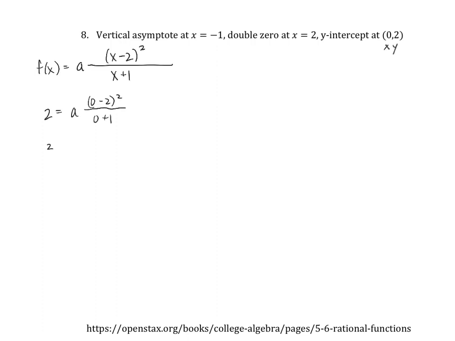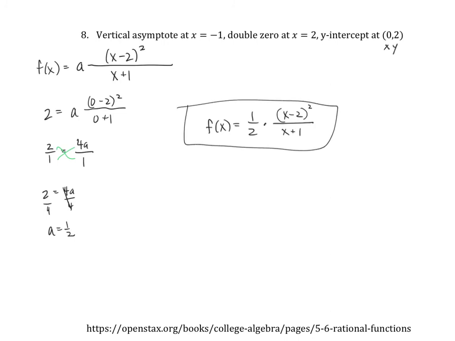Okay, so we're going to have 2 over 1 equals negative 2 squared is 4, so 4a over 0 plus 1 is 1. We cross multiply. So we get 2 equals 4a, divide by 4. So a equals 1/2. All right, so we're just going to rewrite our function that we wrote with the 1/2 in the place of a. So 1/2 times x minus 2 squared over x plus 1. And there it is.